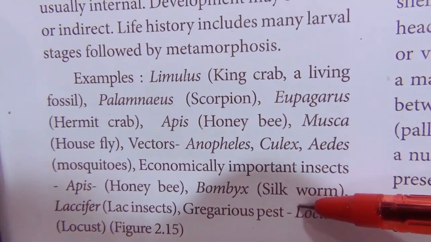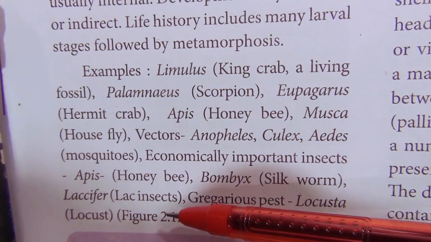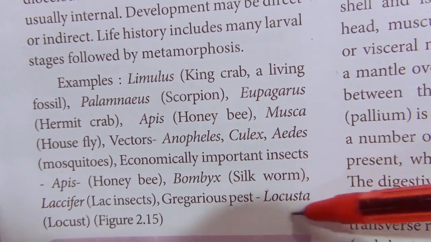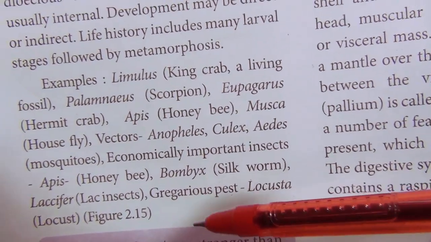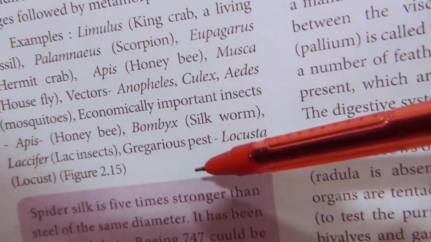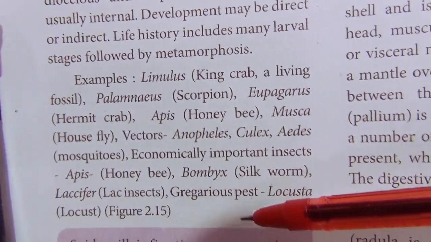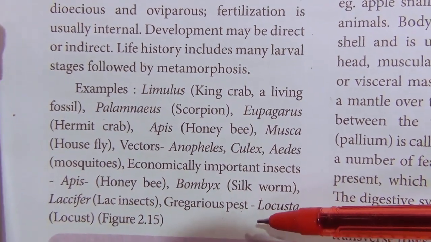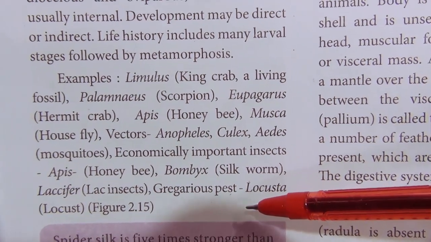Honeybees, silkworm, Laccifer, that is lac insect, and gregarious pest, Locusta, locust. We have faced this, isn't it? So, these are the beautiful characters of arthropods.